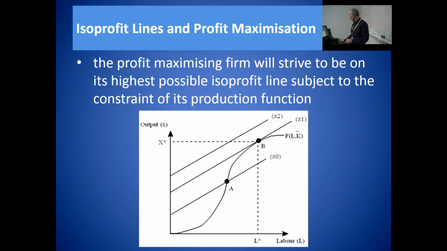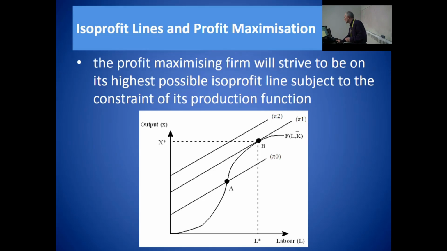pi 1, this level of profit here, denotes the highest level of profits the firm can make given its production function. And that is the profit maximising point, where this firm would optimally choose to employ L star units of labour to produce X star units of output and enjoy a level of profits pi 1. It could not reorganise its production such that it made a higher level of profits. And that is the optimal amount of labour, and therefore by extension output, the firm should employ.